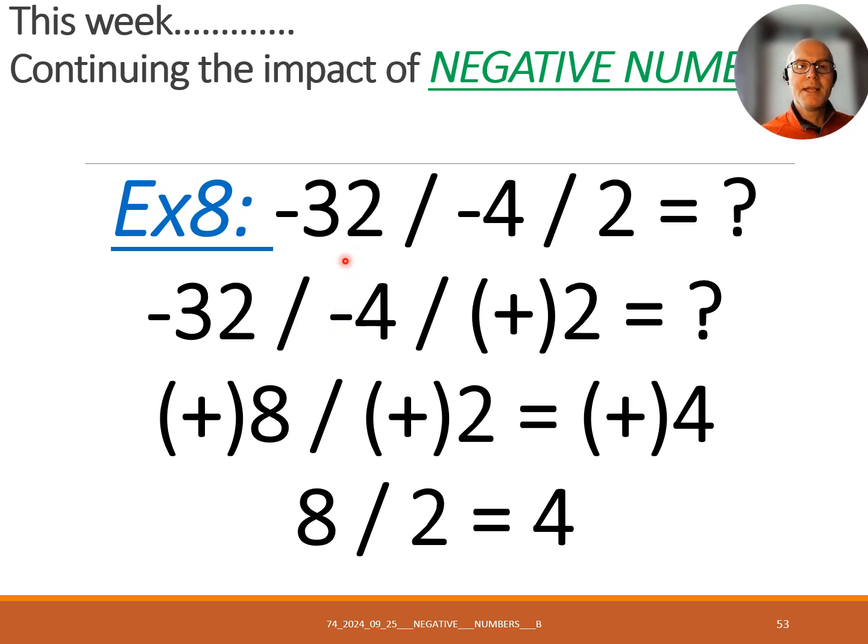Next example. Negative 32 divided by negative 4 divided by negative 2. Negative divided by a negative equals a positive. Negative 32 divided by negative 4 is positive 8. Further divided by positive 2. Positive divided by a positive will be a positive answer. Positive 8 divided by positive 2 is positive 4. 8 divided by 2 equals 4.